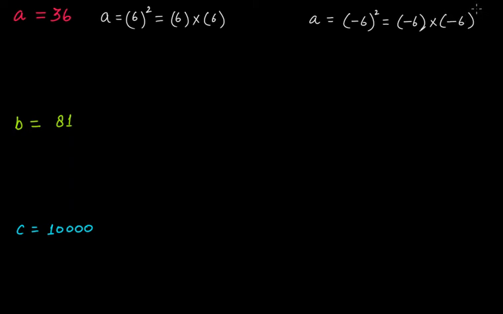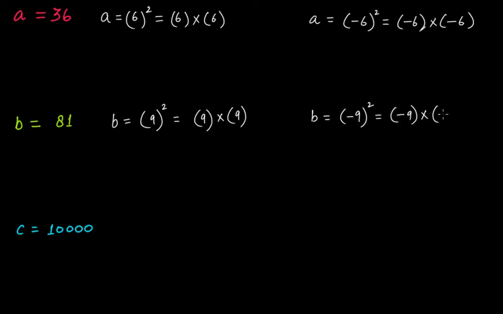We know this much. So similarly here, B can be written as 9 squared. 81 is what? 9 squared. This 9 squared can be written as 9 times 9. Same way, B is equal to minus 9 squared, that is minus 9 times minus 9, will give you 81 only.